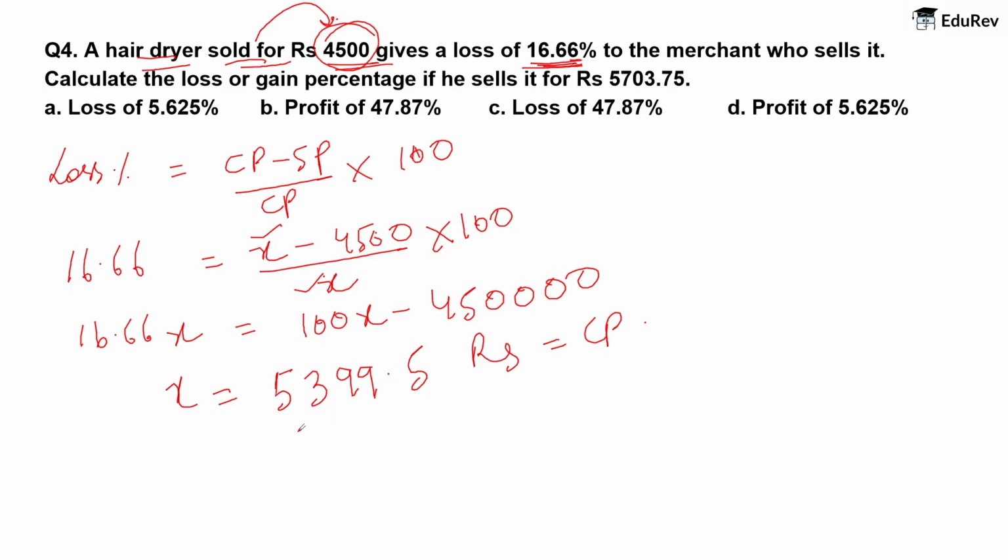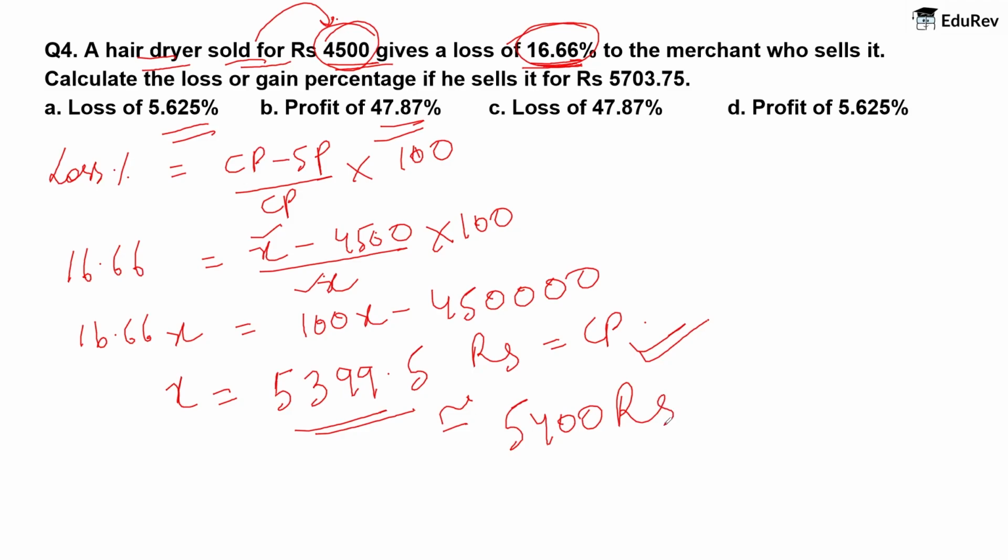So this was the cost price of the shopkeeper. So the merchant had bought it for 5399.5 and sold it for 4500. So that was a loss of 16.66%. Now I have the cost price. Also, I can take this equal to 5400 because you can see in the options the values are not that close. They are very far off. So even if you use approximation in this question to make your calculation easier, it won't make much difference. So I'm taking the cost price as rupees 5400.